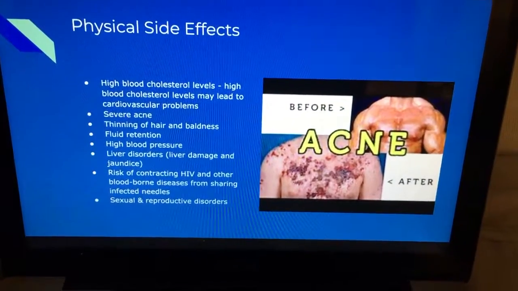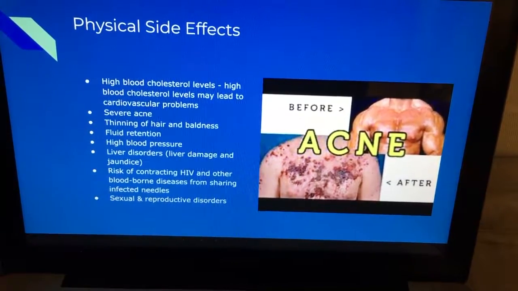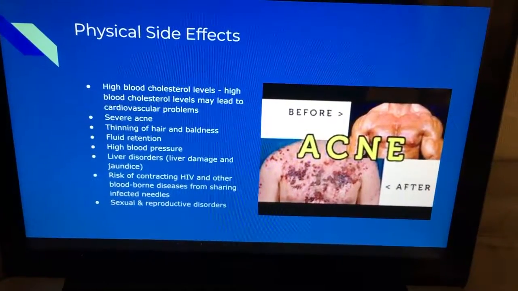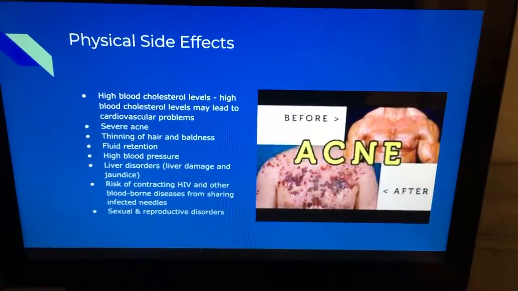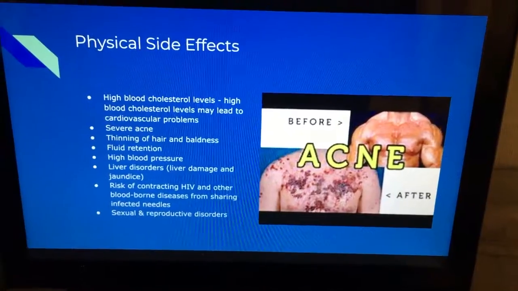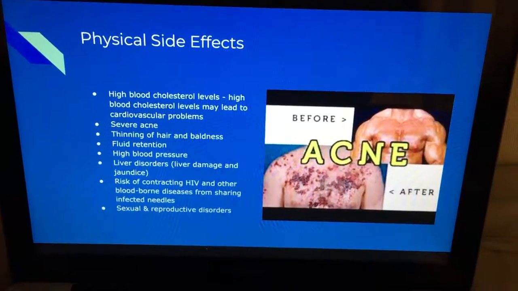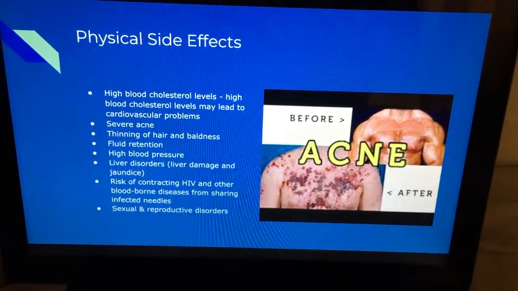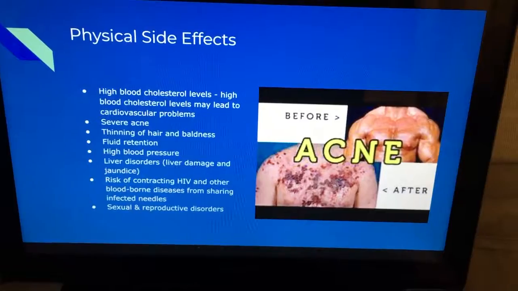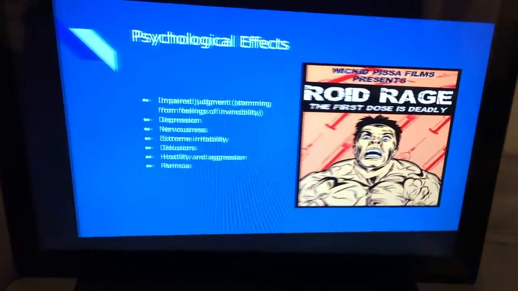So the physical side effects, some are high blood cholesterol levels, thinning of the hair, severe acne, such as we see on the right hand side, HIV and other bloodborne diseases from sharing infected needles, and sexual and reproductive disorders.